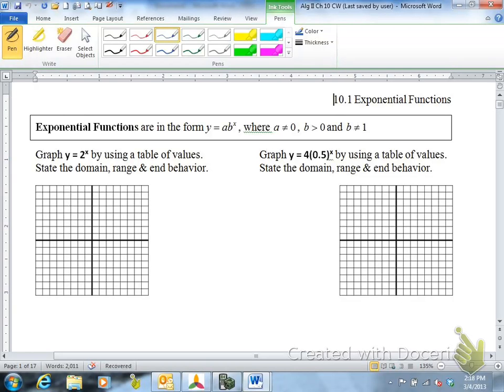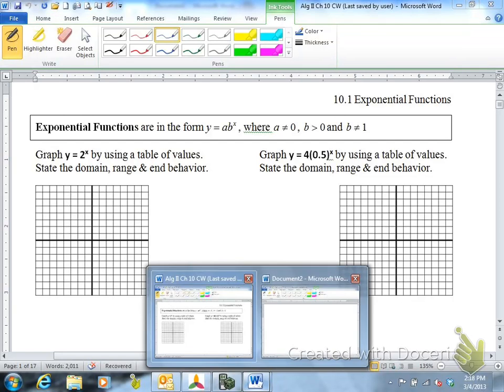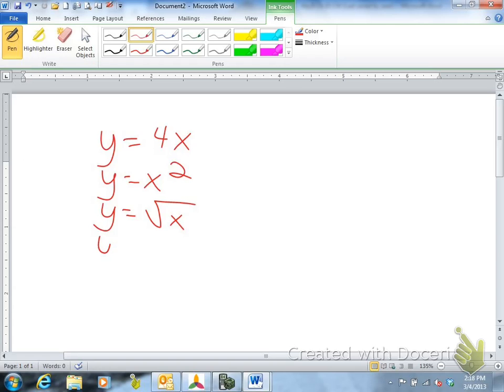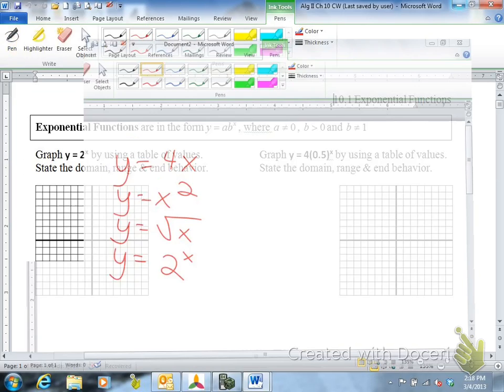Okay, so in this chapter we're talking about exponential functions. In other chapters, we've talked about linear functions, like y equals 4x is a linear function. We've talked about quadratic functions, like y equals x squared. We've talked about square root functions, y equals square root of x. So in this chapter, we're talking about a function like this, where the exponent is a variable. So that's the main difference of the functions we're talking about in this chapter.